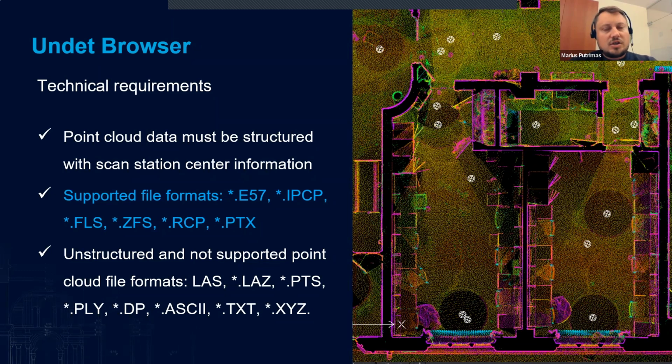Of course, unstructured data you can import to AutoCAD or other plugins, but if you want to go with Undet Browser, it should be structured. Supported file formats are E57, FLS files if using a Faro scanner, RCP, Recap, and PTX. All these files have scan station center information, and it's structured data. Unsupported file formats are LAS, PTS, TXT, and XYZ, because these files are not structured. We don't have scan station center information. So it's the critical requirement to use Undet Browser software.